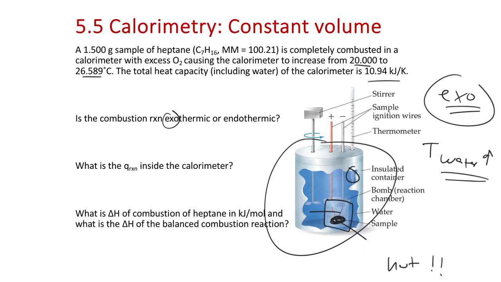Our q reaction is still the negative q of its surroundings. The surroundings is the calorimeter. And the calorimeter is just C-cal, the heat capacity of the calorimeter, times its temperature change, delta T. So you would just be taking the heat capacity times the temperature change. Notice that the heat capacity doesn't have a gram unit, so the 1.50 gram sample does not come into play yet.